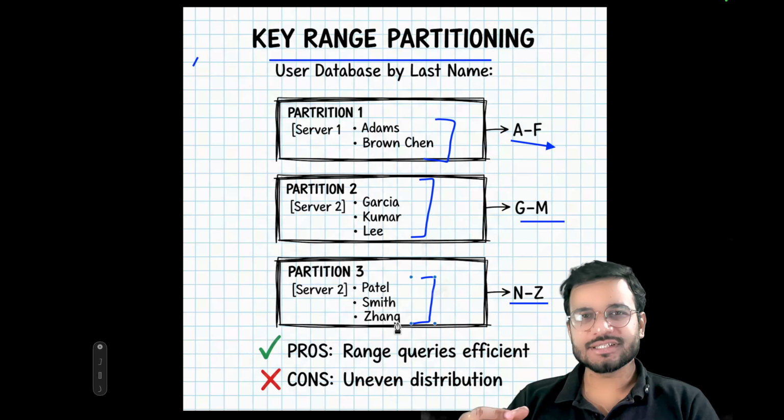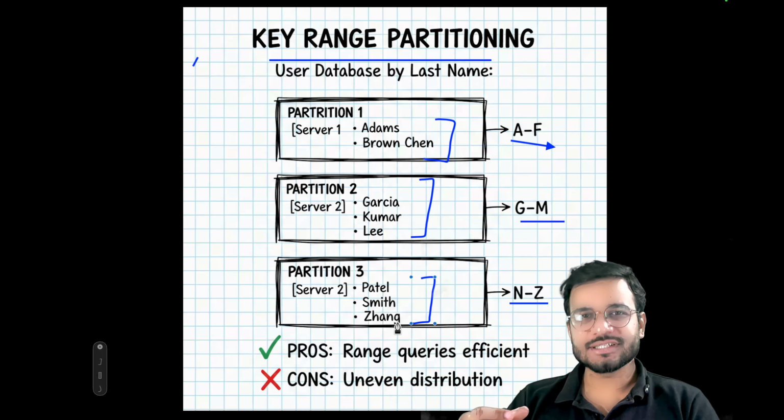How does Instagram handle 2 billion users? Instagram has around 2 billion users. If they use alphabetical partitioning, the S server would explode. Smith, Singh, Santos, they all will lie in the S server. So they use a trick called hash partitioning.